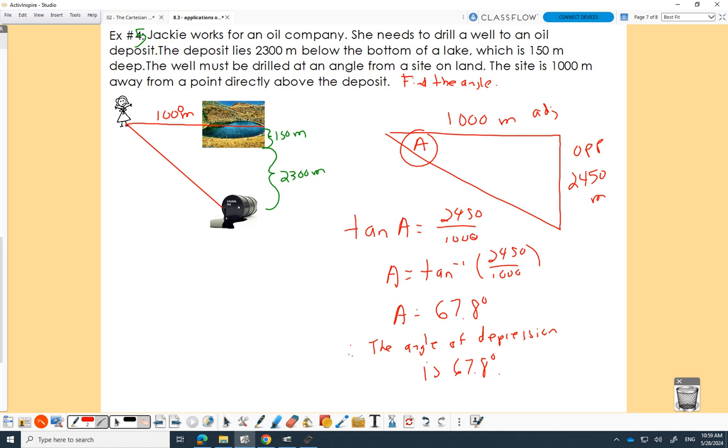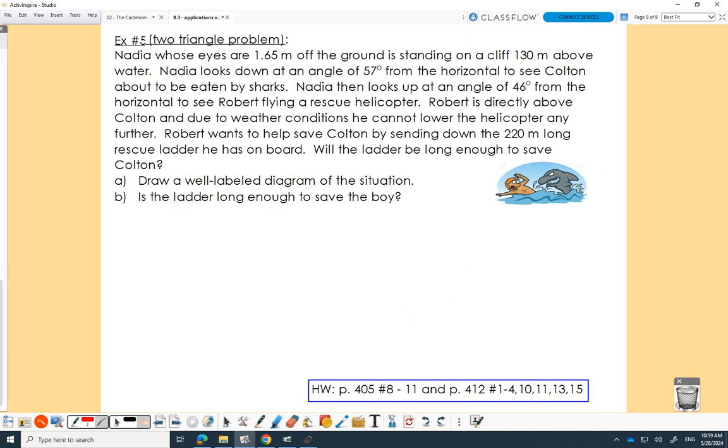How many more of these do I have to do? I'm losing it here. Last one? Oh, I've got one more in me, but it's not example 5, is it? Example 6. The two triangle problem. The two triangle problems are the ones that mess with students. Be careful here.